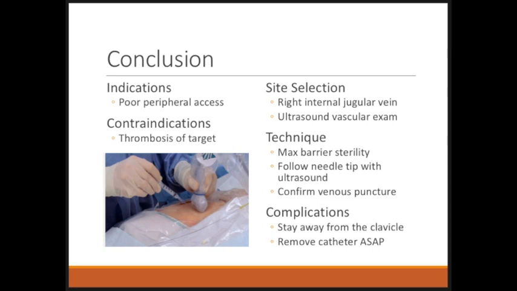Complications can generally be avoided by staying away from the clavicle. So when doing a jugular venous catheter, always stay at least 2 to 3 centimeters above the clavicle. That'll keep you away from the lung. It'll keep you away from subclavian veins or arteries, which you could potentially injure as well. So always stay away from the clavicle if you can. And the quicker you can remove the catheter, the less likely you are to have complications as well.